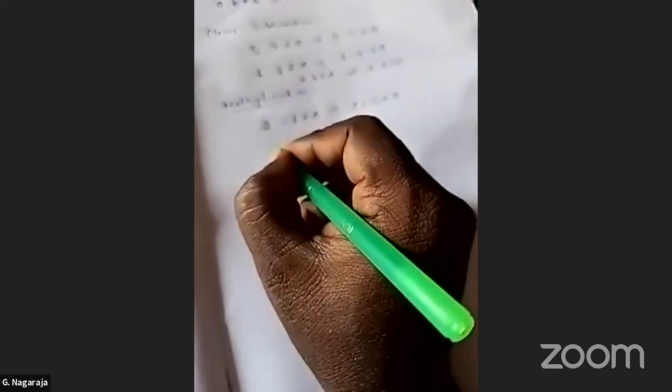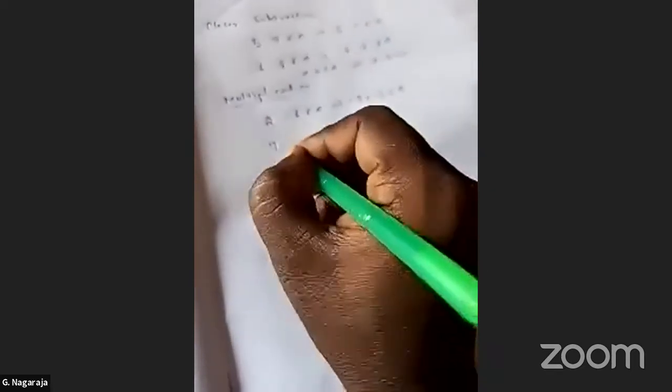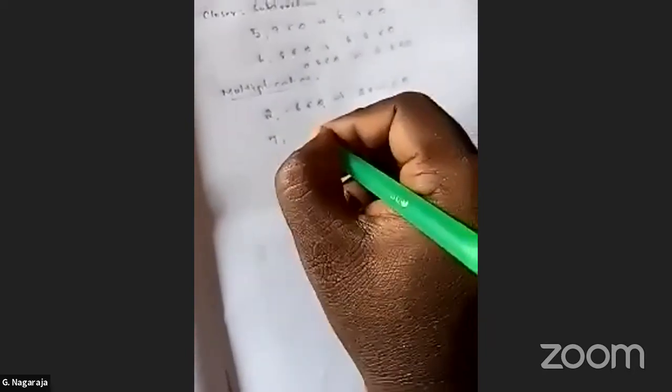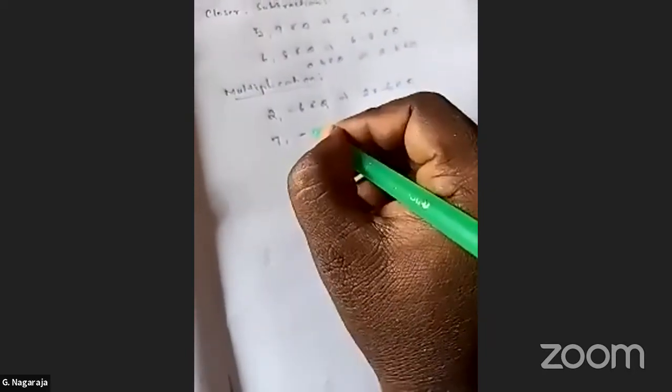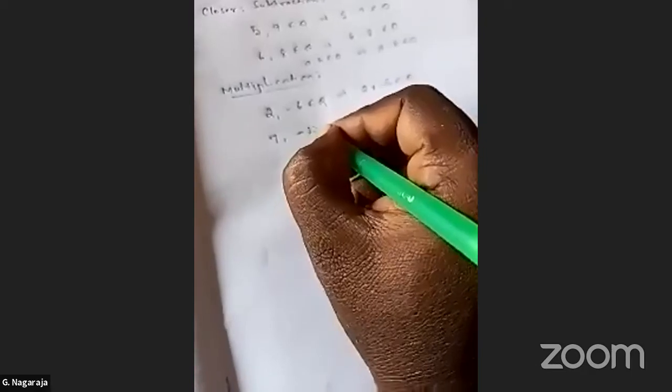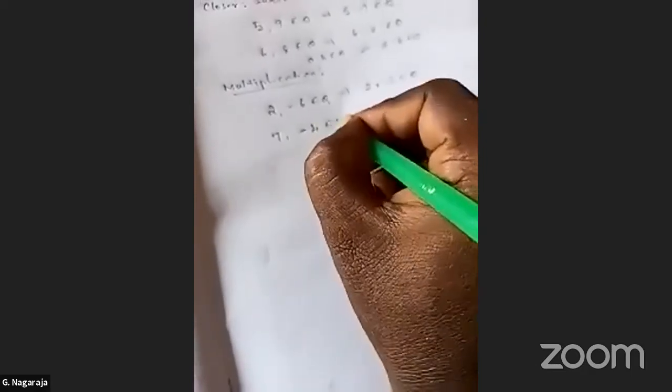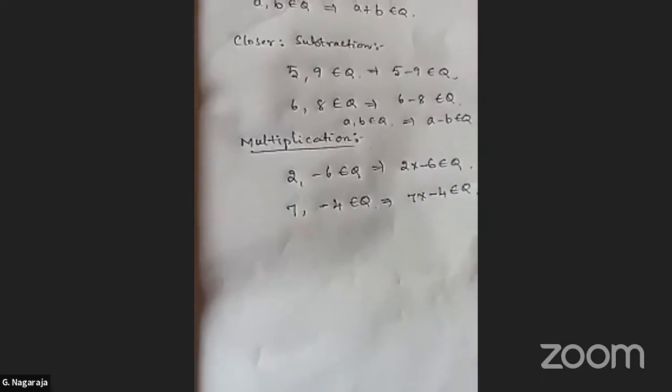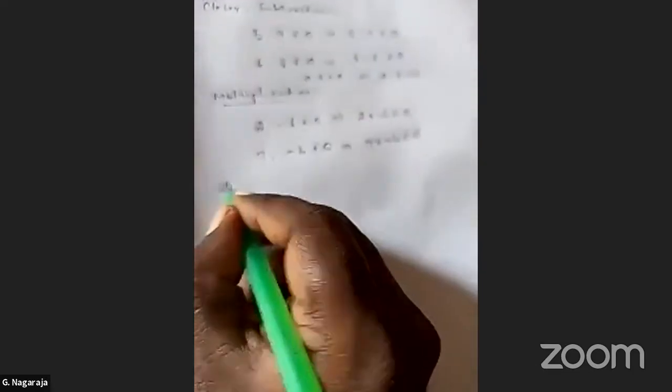Next, 7 comma -4 belong to Q, then 7 into -4 also belongs to Q. This is the closure property under multiplication. Next to division.